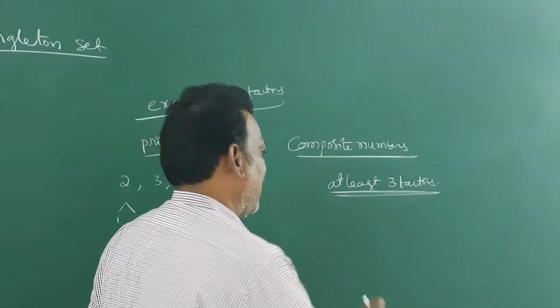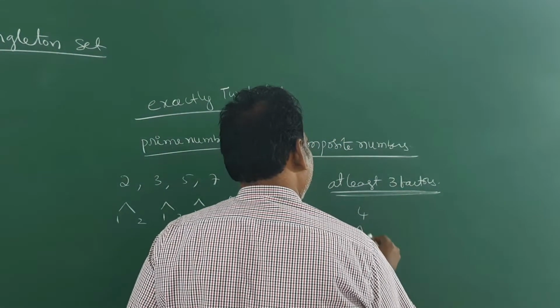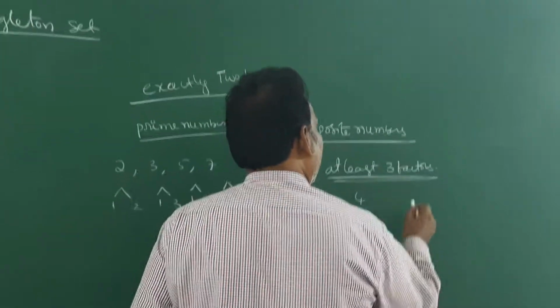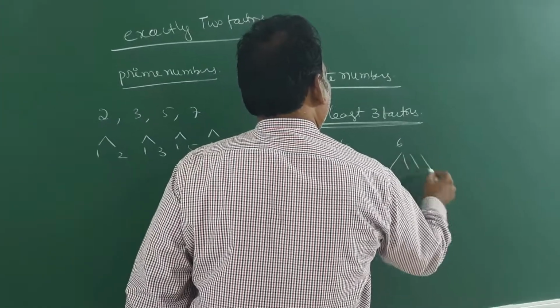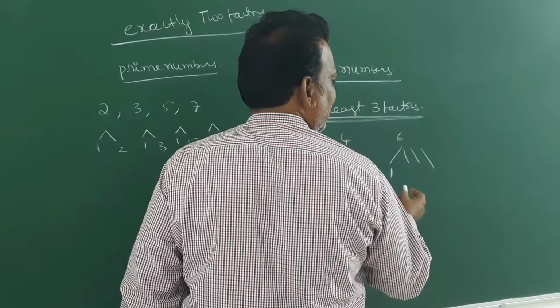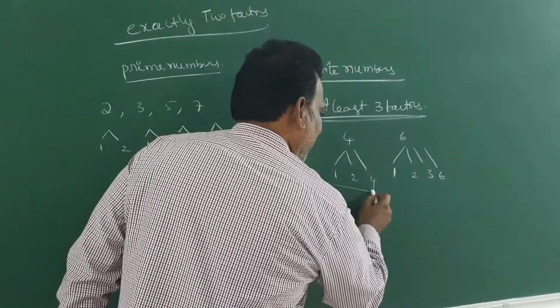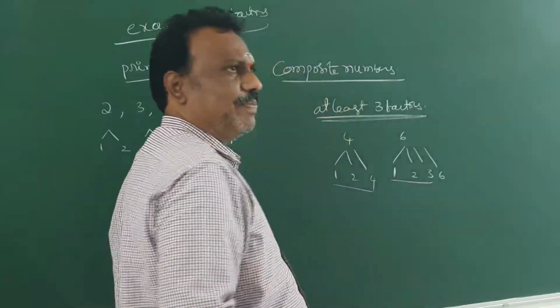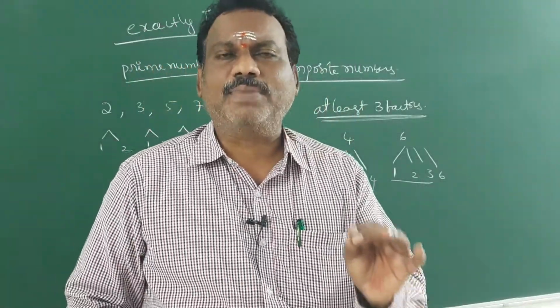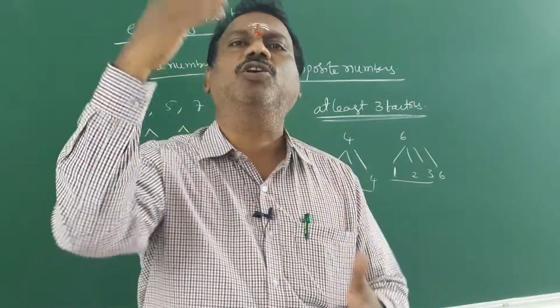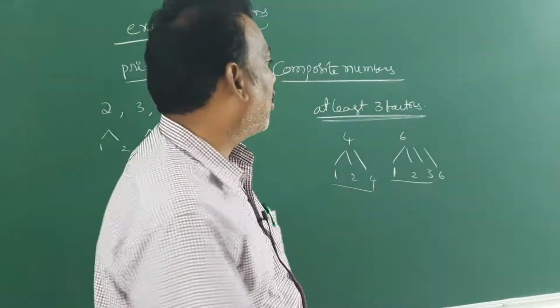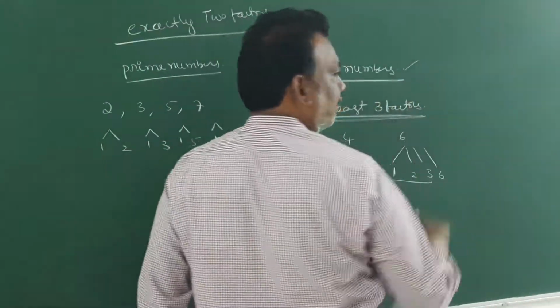For example, I am taking 4. 4 has the factors 1, 2, 4. I am taking 6. 1 is a factor of 6, and 2, 3, 6. So you have minimum 3 factors. That means 3 factors are needed, more than 3 is also no problem. Those are called composite numbers.